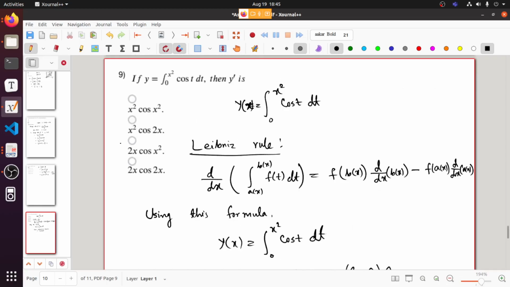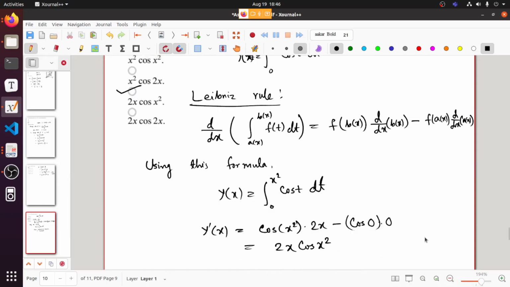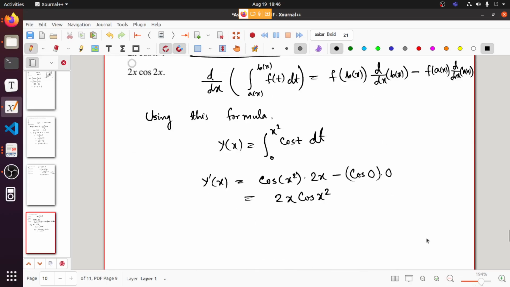So which option is correct? Option 3. So this type of integral, if you want to differentiate, always use the Leibniz rule. So this is the derivative of y, 2x cos x square. Is this fine? Okay.